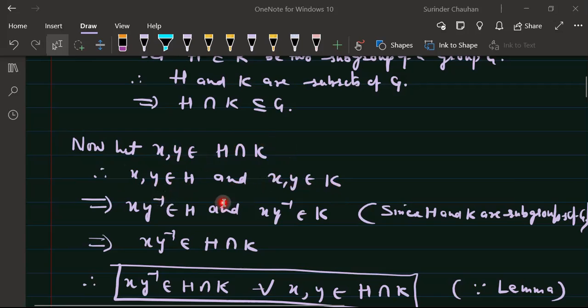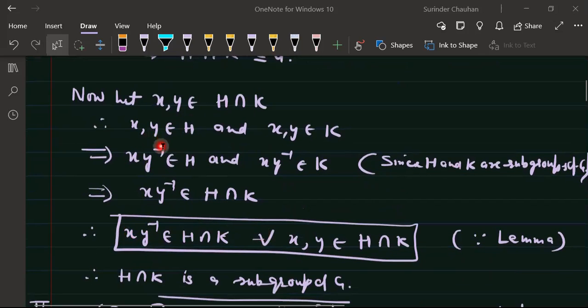Now H and K are subgroups of G. Therefore, for x, y belonging to H, xy inverse belongs to H, and for x, y belonging to K, xy inverse belongs to K. So this implies xy inverse belongs to H and xy inverse belongs to K, which implies xy inverse belongs to H intersection K. So for all x, y belonging to H intersection K, xy inverse also belongs to H intersection K. By the lemma, H intersection K is a subgroup of G.